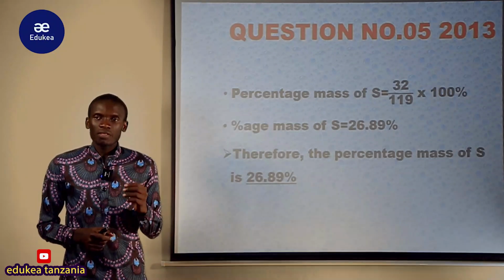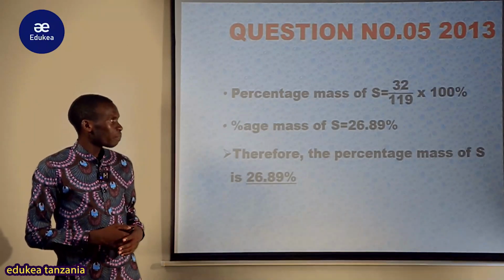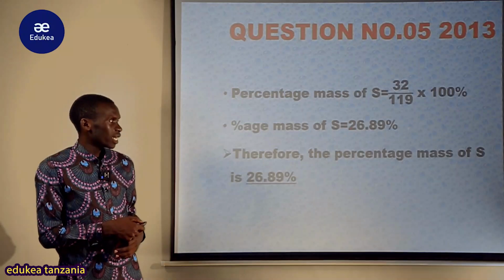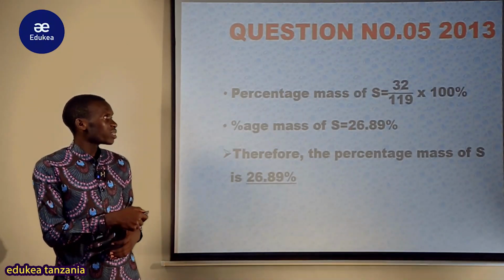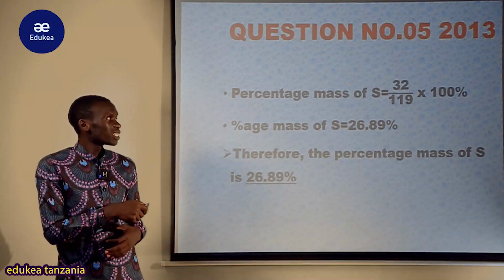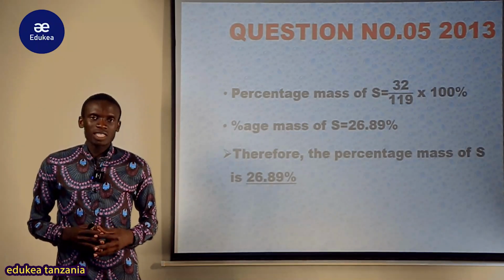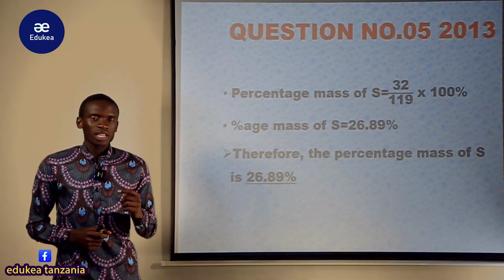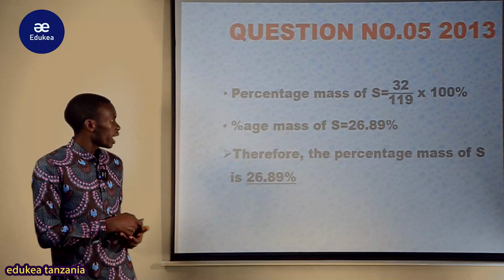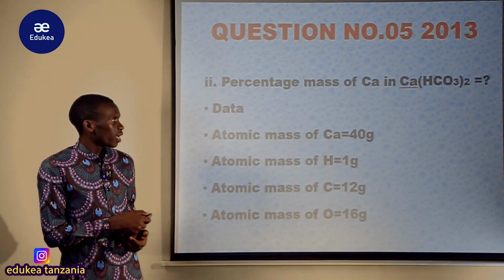So ukichukua 32 ukagawanya kwa 119 ukazidisha kwa 100 utapata 26.89%. Hiyo ndio itakuwa percentage mass ya sulfur kwenye sodium sulfate. So that was it. And then percentage mass of calcium.